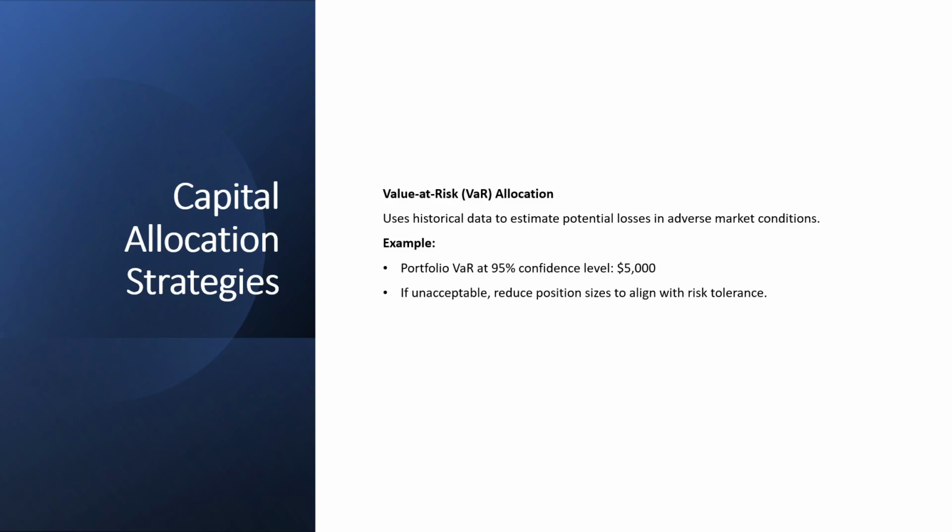Value at risk, VAR, allocation is a risk management technique that estimates potential portfolio losses in adverse market conditions. It uses historical data to determine how much a portfolio could lose with a given probability, such as a 95% confidence level. In this example, the portfolio's VAR is $5,000, meaning there is a 5% chance of losing more than this amount in a given period. If this level of risk is unacceptable, traders can reduce position sizes to better align with their risk tolerance. This method helps investors make informed decisions by quantifying potential downside risks.